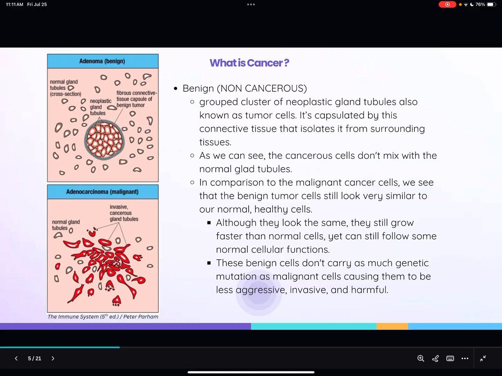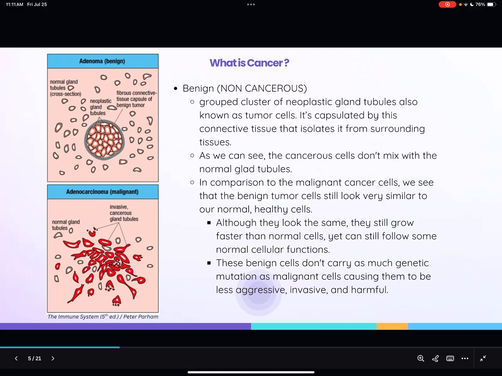So we see the photo on the left. We are shown benign versus malignant cancer cells. The benign, which is non-cancerous, are grouped clusters of neoplastic gland tubules, also known as tumor cells. They're encapsulated by connective tissue, isolating them from surrounding tissue. That's the top image. We can see that the cells do not mix with the normal gland tubules. They're not invasive.